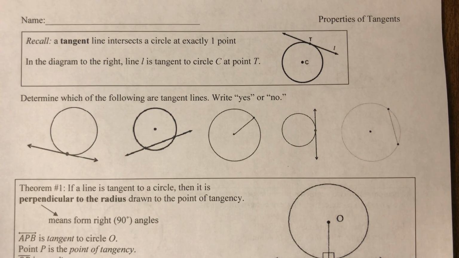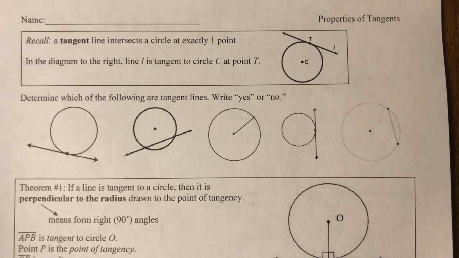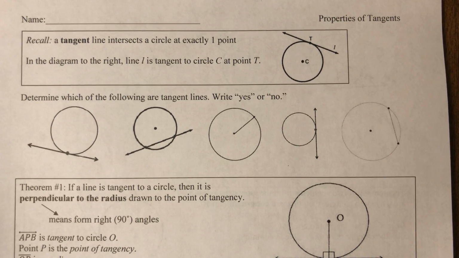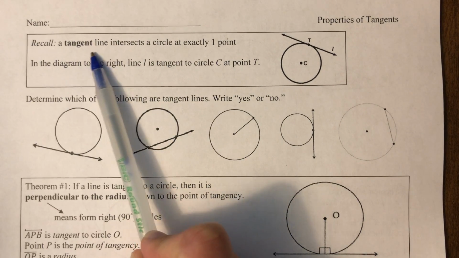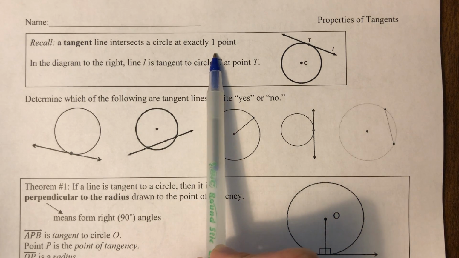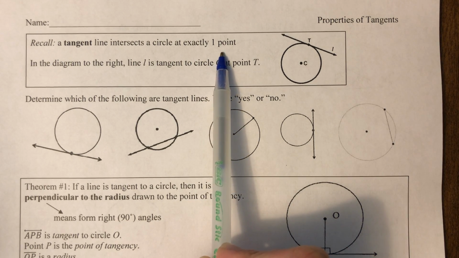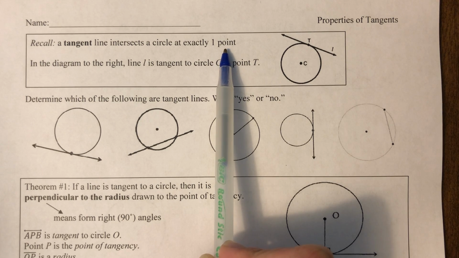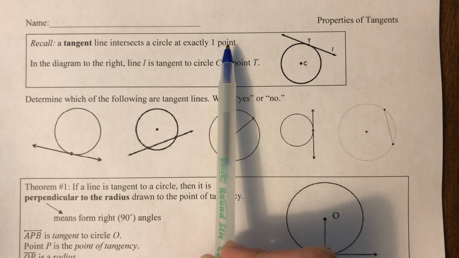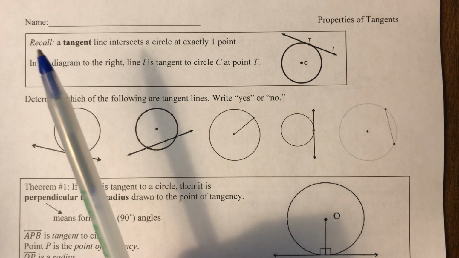Okay, so we're going to talk about properties of tangents today. First of all, we're going to quickly review what a tangent is from our circle vocabulary. A tangent line intersects the circle at exactly one point. Okay, it's always outside that circle too. That's what you're looking for.